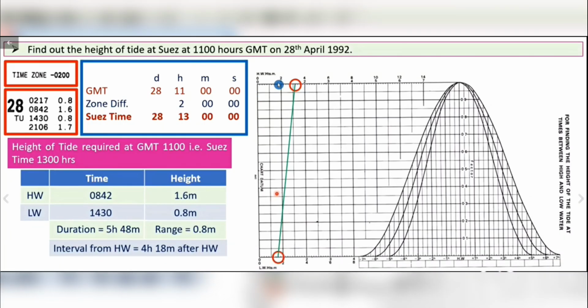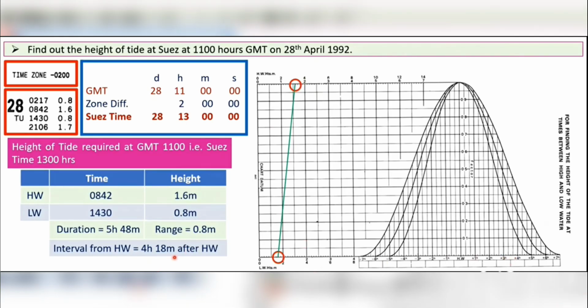Okay, sir. That is why 1.6 has gone here. Okay, beta, clear? Yes, sir. Okay, let's move ahead. It's 0.8 height of low water and 1.6 meters the height of high water. Now we come to the baseline here.